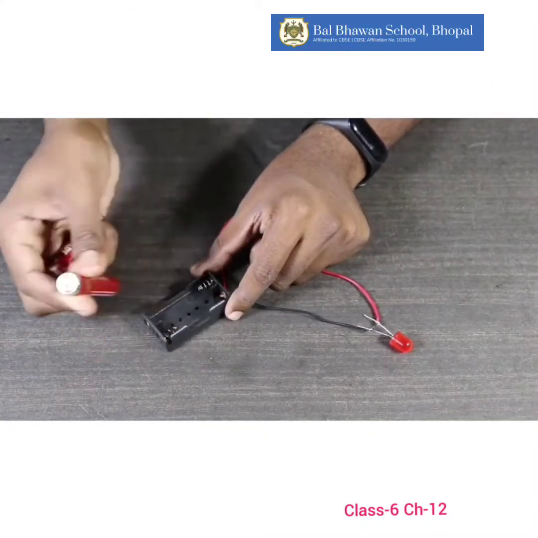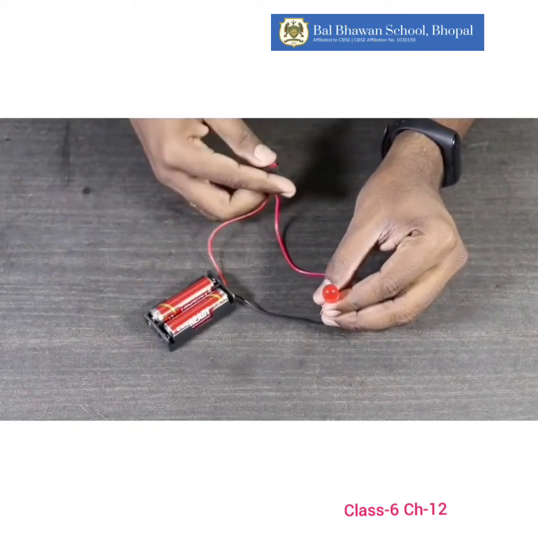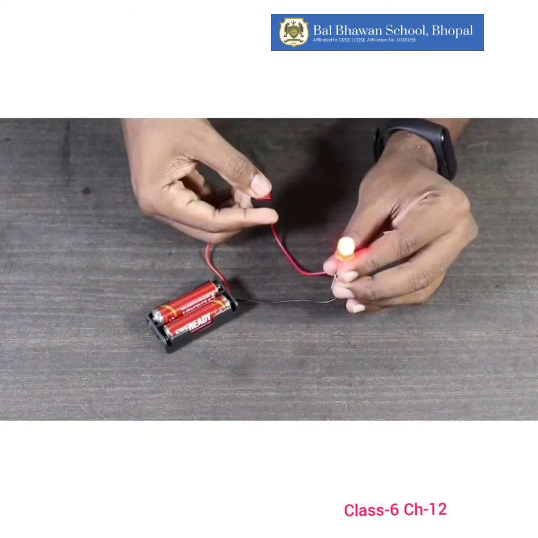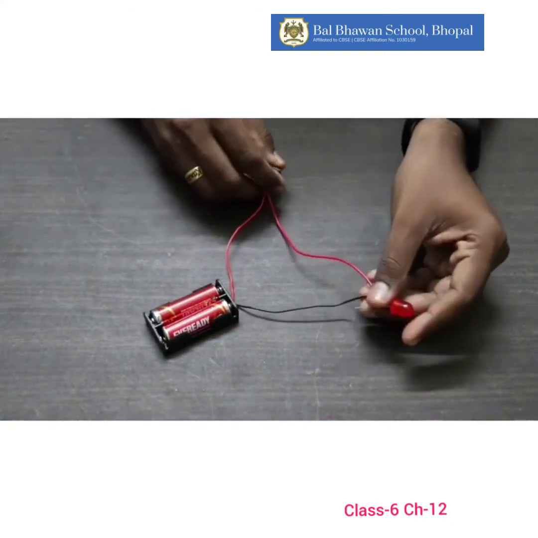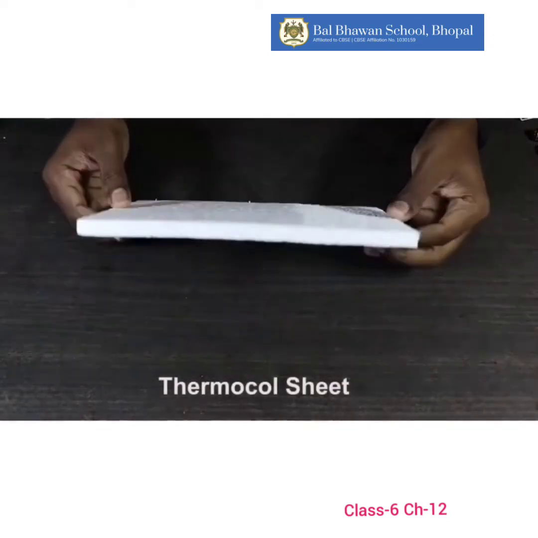Now place the battery in the battery holder. Now press the switch. See, the bulb is glowing. That means our circuit is complete. The circuit is a complete one. Ready? You can see the bulb is glowing. There is no break in the circuit, so the bulb is glowing.